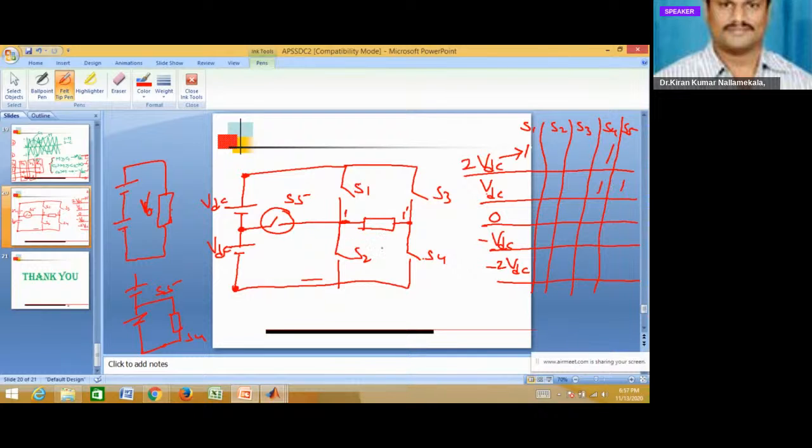To generate the 0 voltage level, if you turn on S2 and S4, then the two terminals are short circuited, then 0 voltage will be applied across the load. So in order to generate 0 voltage, we have to turn on S2 and S4.